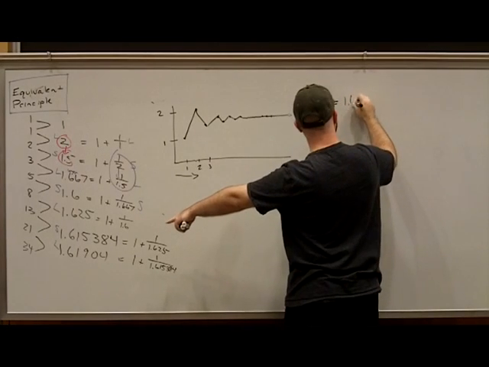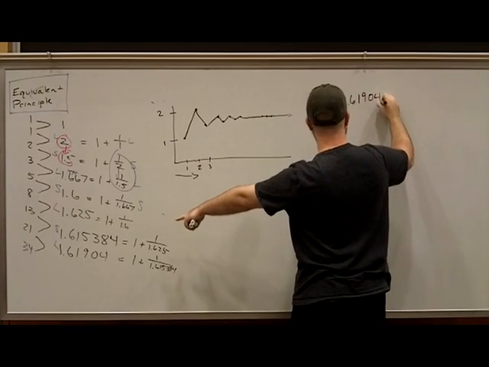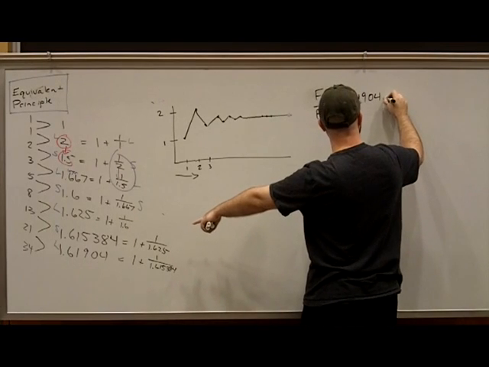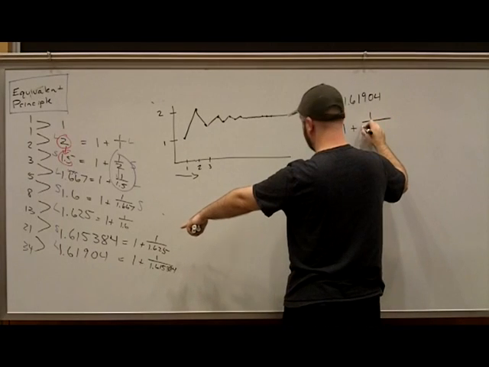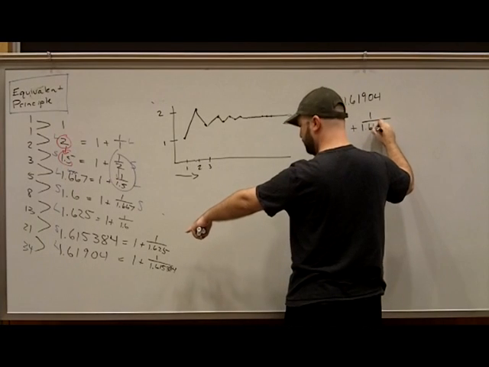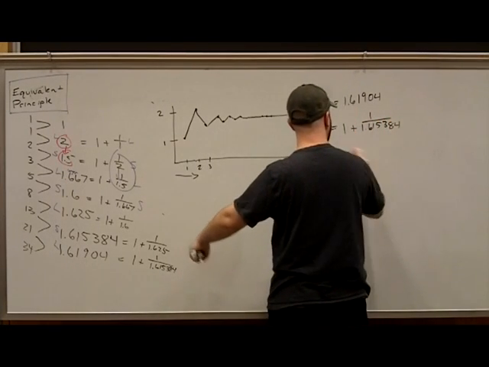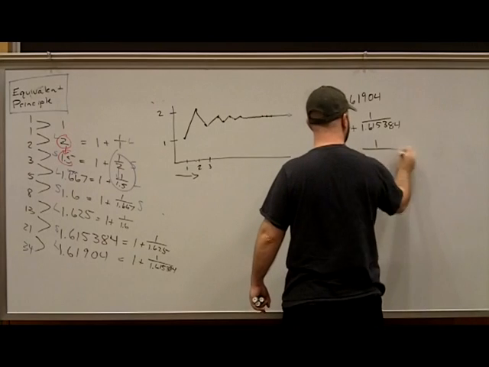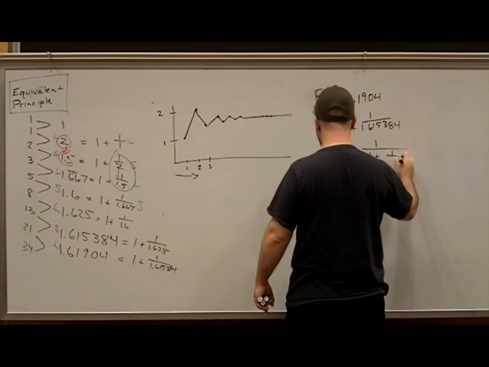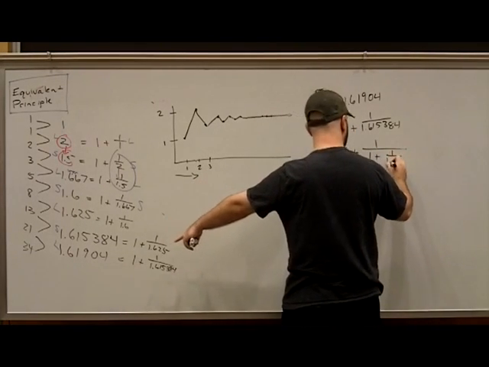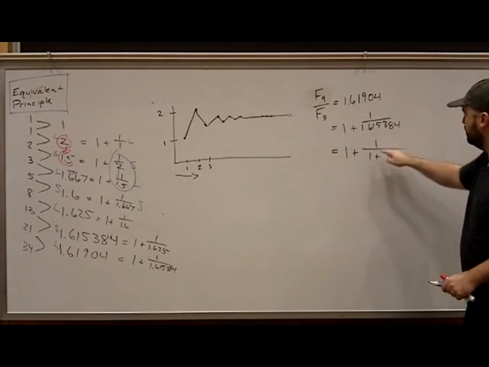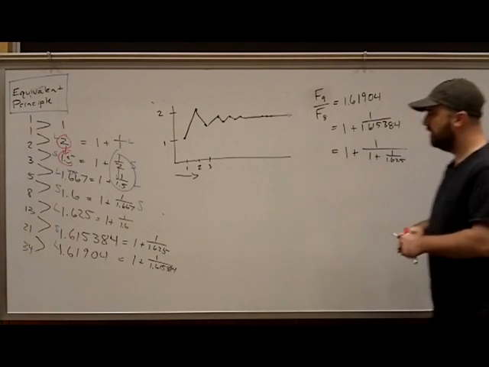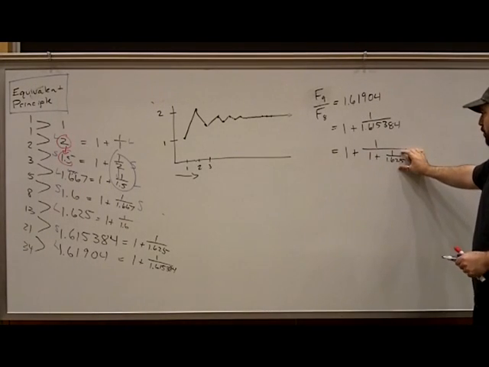Is 1.61904, approximately that. And that's equal to 1 over 1 plus 1 over 1.615384. And then we can replace this denominator. We can replace it with 1 plus 1 over 1.625. Because this right here was equal to that. And then we can replace this, 1 over 1.625.